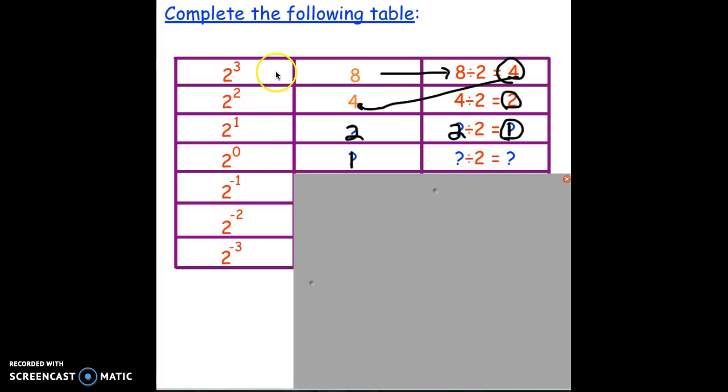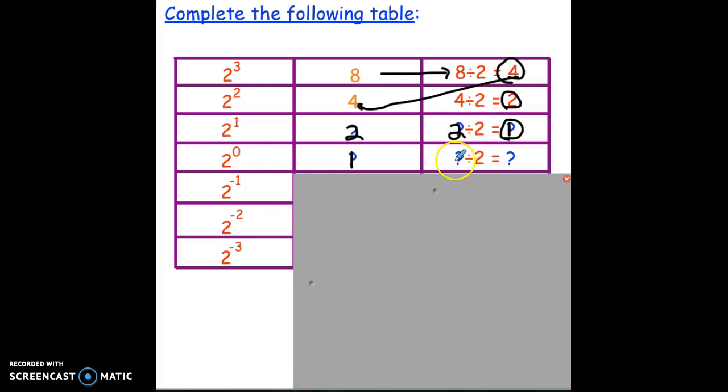Same thing would work if we had 5s. 5 cubed is 125 divided by 5. 5 squared is 25 divided by 5 is 5. 5 divided by 5 is 1. And so 5 to the 0 power is also 1. Anything at all to the 0 power is going to give us a value of 1.